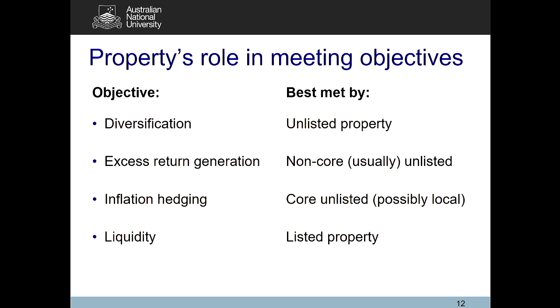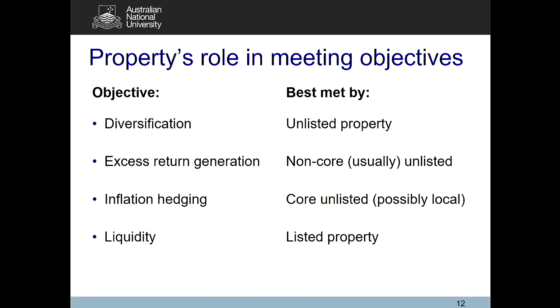If you care about inflation hedging, you want it to be core, because that's where you get the steady rental income stream that you can peg to inflation. And that's usually local if what you care about is the local inflation risk. And obviously, if you care about liquidity, you care about listed property, because that's much more liquid than unlisted.